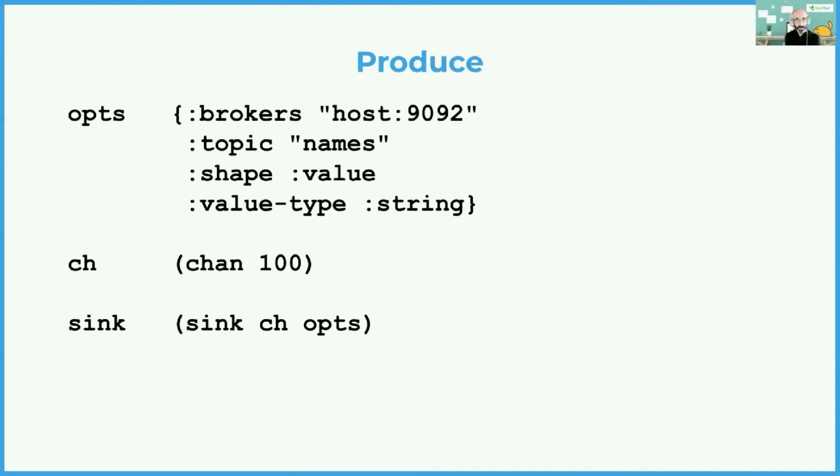So I create a producer sink that continuously sends to Kafka whatever I put on the channel. All that is left to do is to actually put a name into the channel, and Bob will eventually find its way into Kafka.